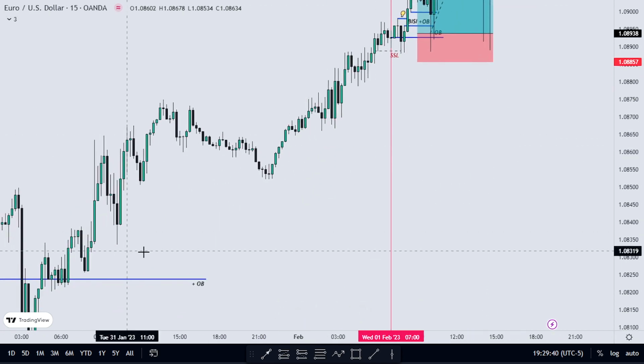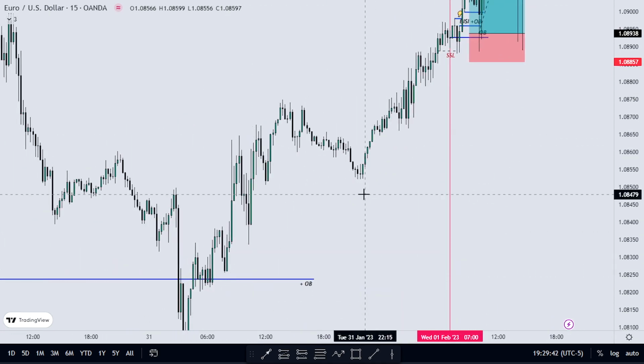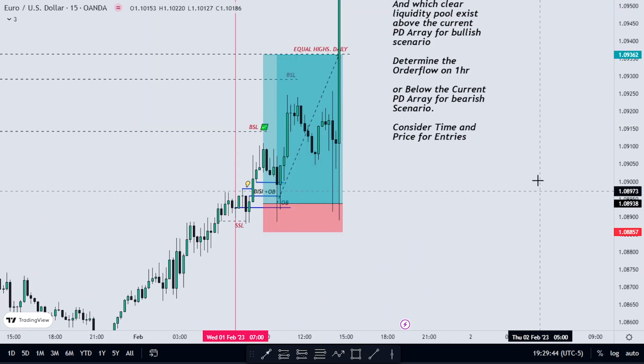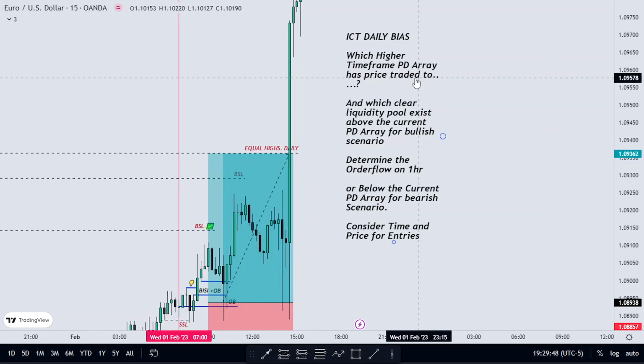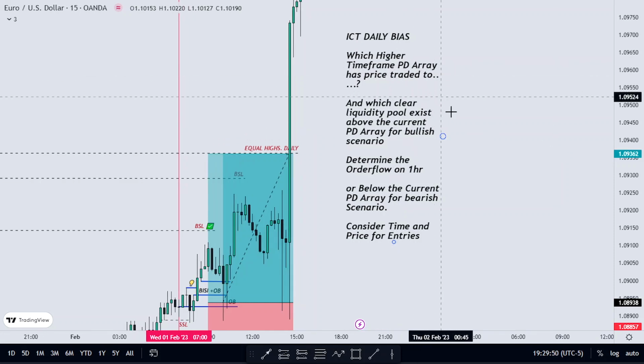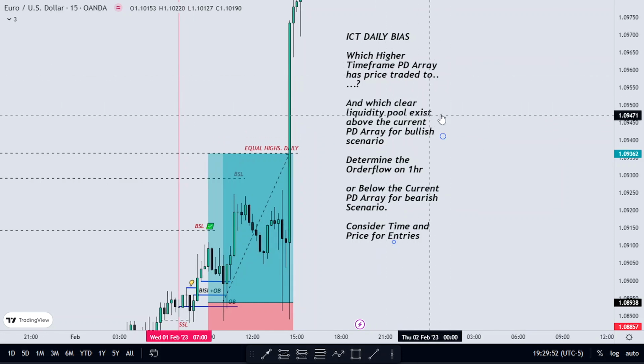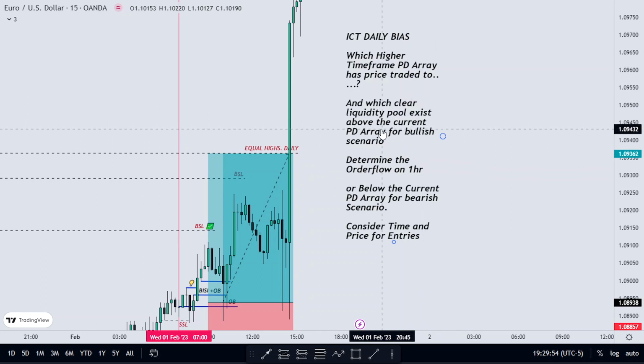On the 31st, we traded into this daily bullish order block. I will show you very soon, but let's go through the steps. After identifying which higher time frame PDRA we have traded to, we have to identify if there is any clear liquidity pool existing above the current PDRA for a bullish scenario.